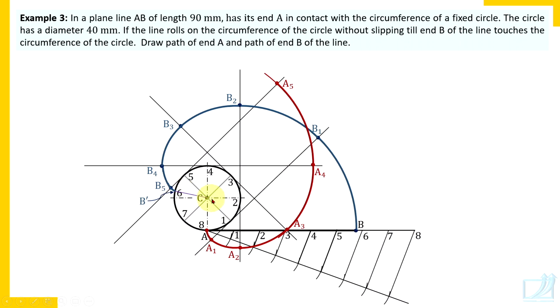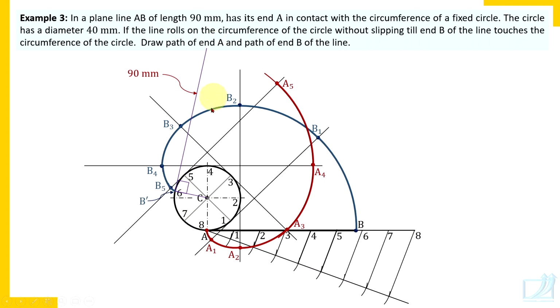Why is this radius required? Because at each position, this line is tangent to the circle. Position 1, position 2, the line is tangent to the circle. Position 3, the line is tangent to the circle. In the initial position also, the line is tangent to the circle. Similarly, in the final position, that is B dash, the line is tangent to the circle. So to draw that final tangent position of the line, we have drawn this radius, because the tangent must be perpendicular to the radius. So at this point, measure 90 degrees using a protractor.